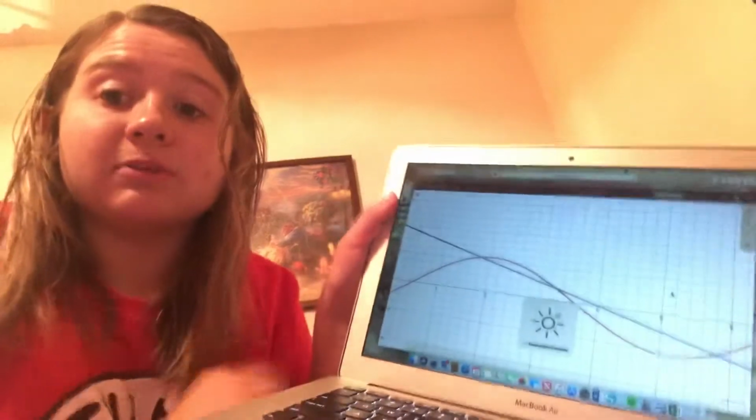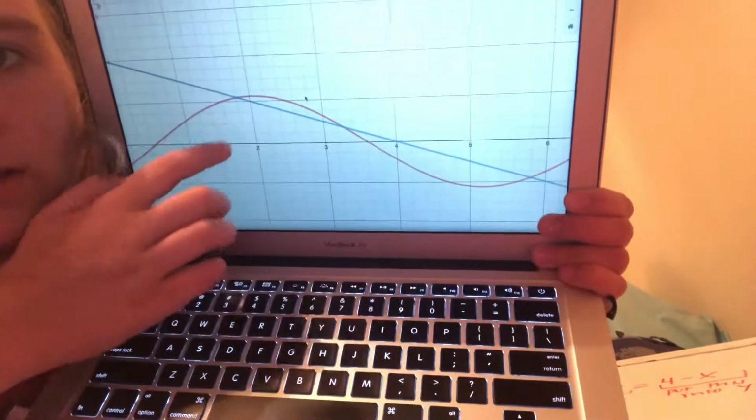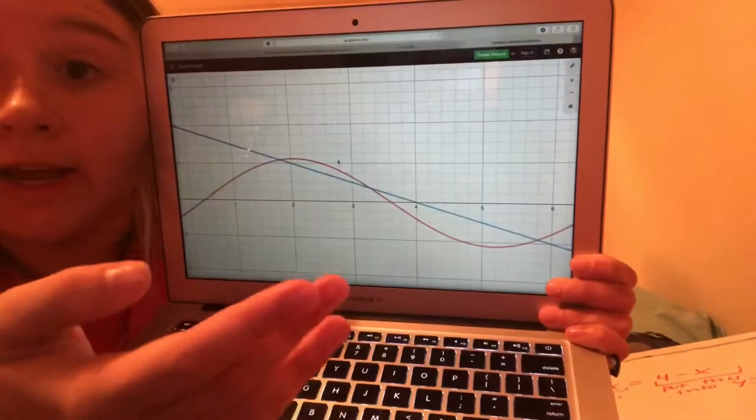I went to Desmos.com and basically did the same steps. For y1, I put in 2 sine x minus cosine x, and for y2, 4 minus x. You can go to the settings here if your calculator doesn't work either, and put in x min as 0 and x max as 2 pi. Your next step to solve this is to find the intersections. As you can see, there's an intersection here, here, and here. Those are your x values.